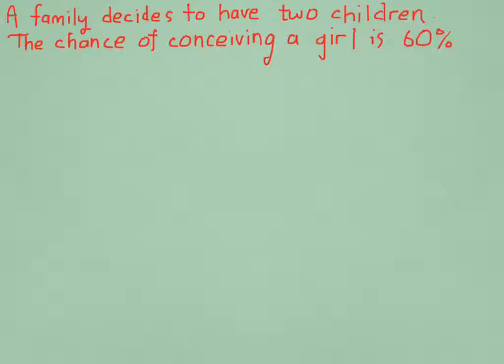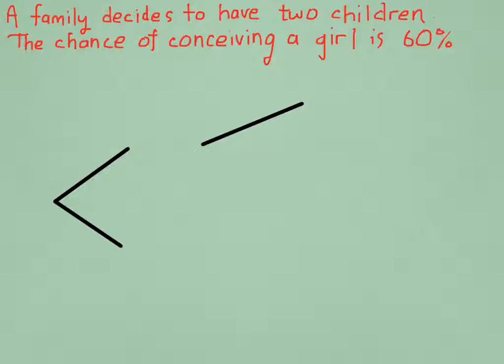So here's the question. A family decides to have 2 children. The chance of conceiving a girl is 60%. So let's firstly set up the tree. Now remember, we're going to have 2 children in the family, so we need to set up the tree to cater for that.